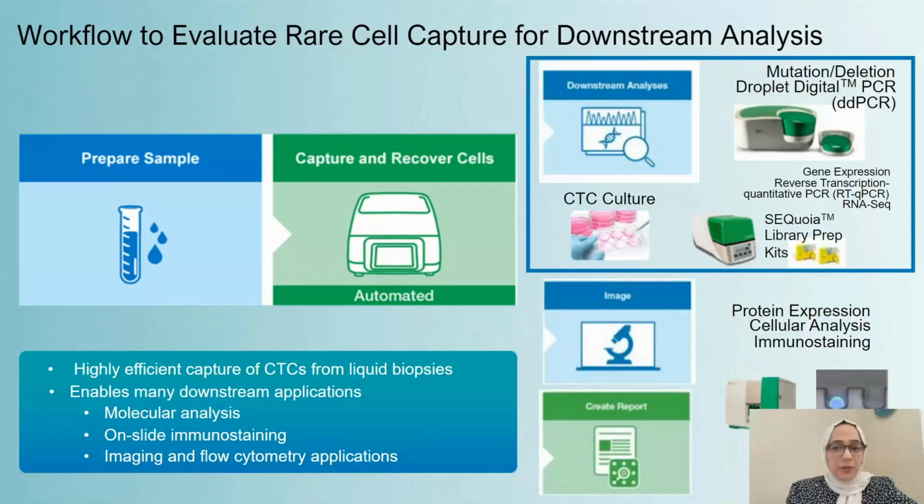In the interest of time, we will focus on molecular analysis, including gene expression profiles and gene mutation analysis, which can be done using other Bio-Rad products such as the CFX Opus for real-time qPCR, the Sequoia kit for RNA library prep, and the QX600 for digital PCR.